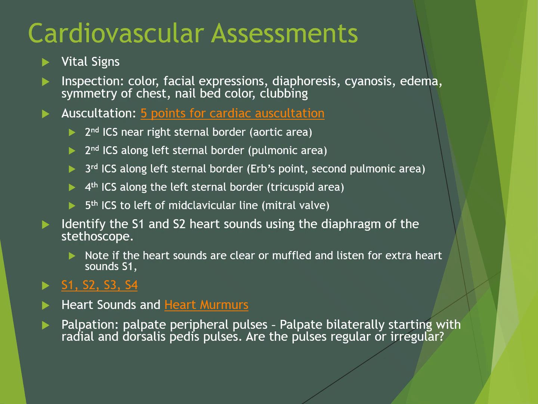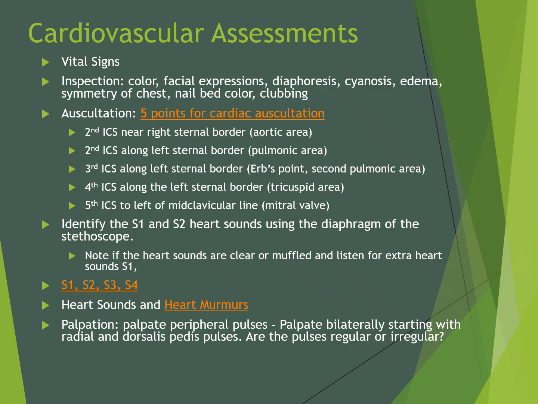There are 5 points for cardiac auscultation. The second intercostal space near the right sternal border, the second intercostal space along the left sternal border, the third intercostal space along the left sternal border, the fourth intercostal space along the left sternal border, and the fifth intercostal space to the left of the midclavicular line.